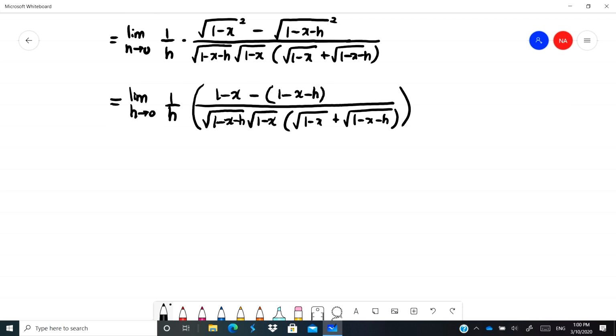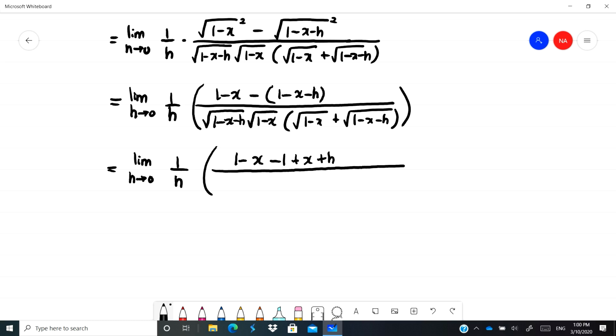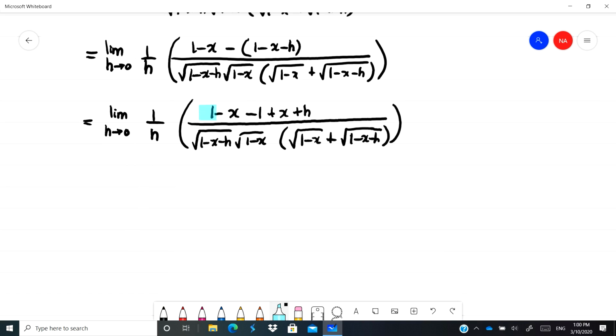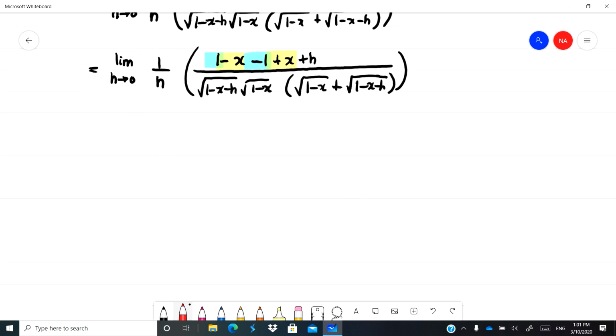Now I'm expanding the numerator. 1 over h. So I'm writing 1 minus x minus 1 plus x plus h. So we will have 1 minus x minus h, square root of 1 minus x, and then put in a bracket, square root of 1 minus x plus square root of 1 minus x minus h. Now you're going to cancel this 1 with 1 because we will have 1 minus 1, and also you can cancel negative x with plus x, leaving only h. So I'm writing this.